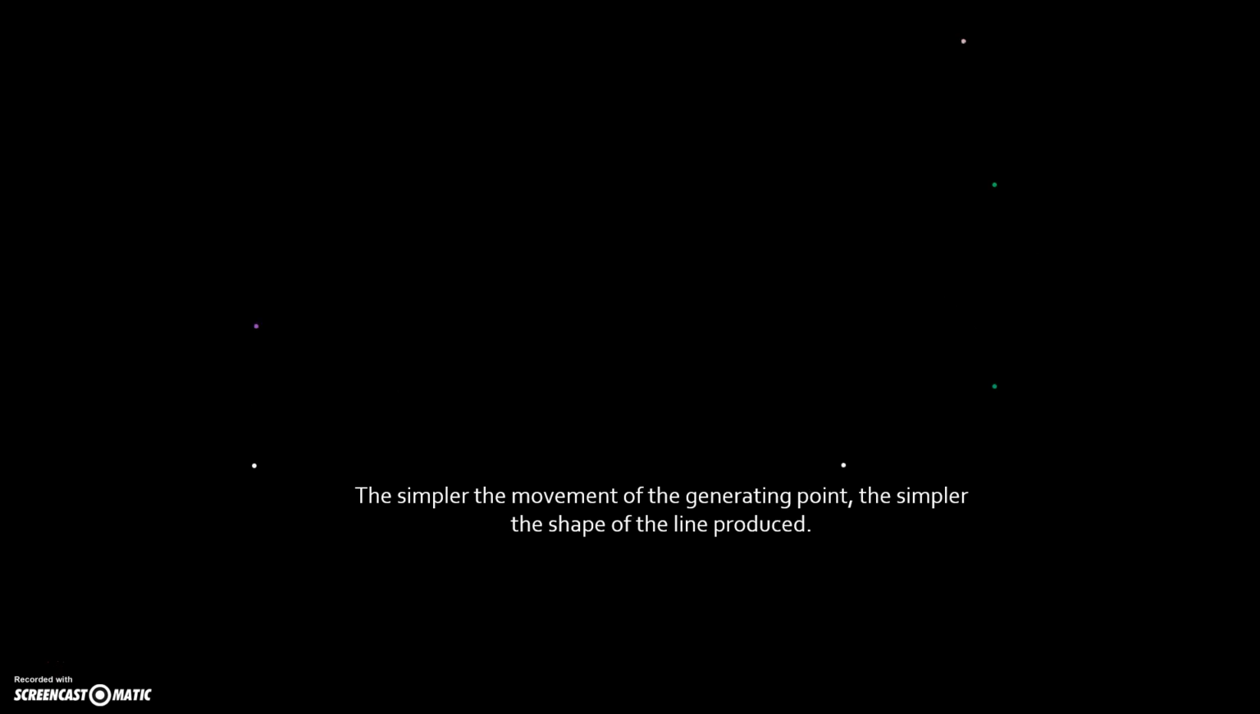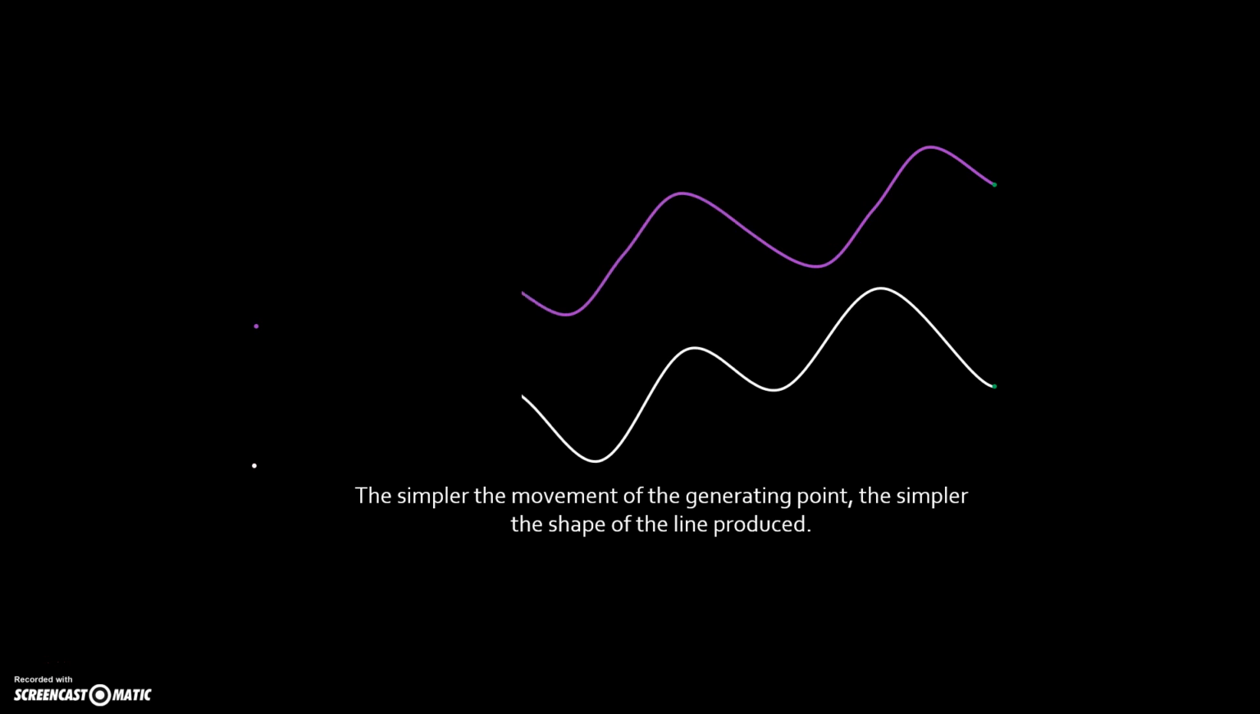The simpler the movement of the generating point, the simpler the shape of the line. And yet, why is one movement simpler than the other? The purple line certainly appears simpler, but what is it that makes it simpler? In the next video, we will answer these questions. What is the simplest shape? But to answer that, we must ask, what is it that makes one shape simpler than another? And how can we understand this without using words that are vague and imprecise?